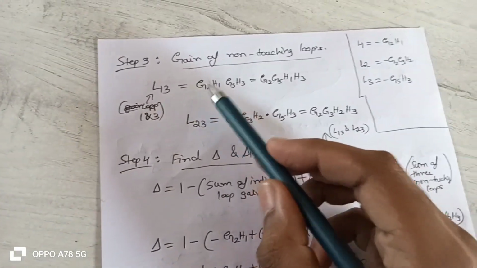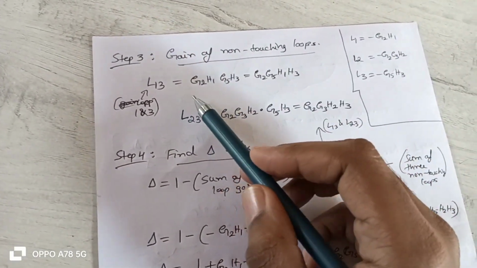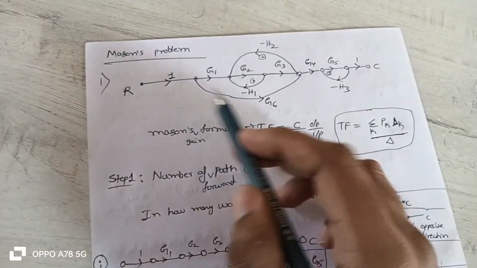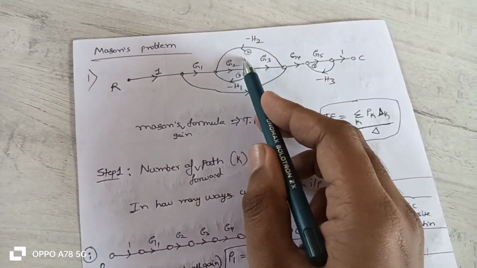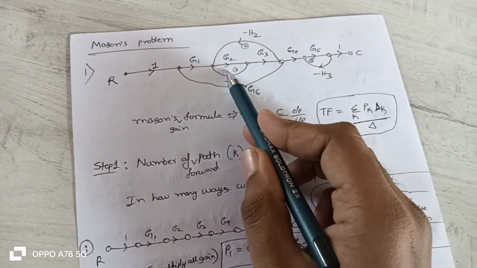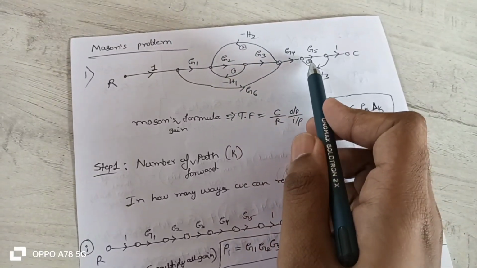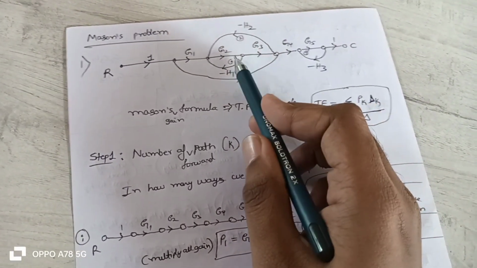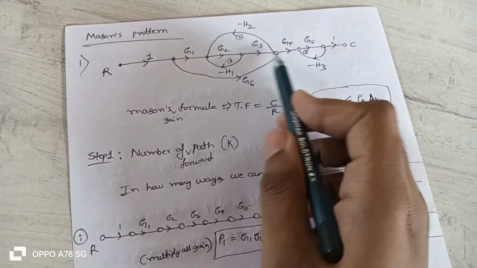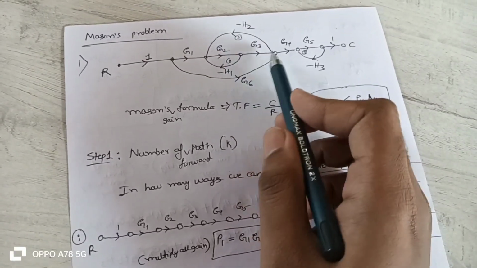Okay, next, step 3 is gain of non-touching loops. Gain of non-touching loops means, see here, if you consider this is loop 1, loop 2 and loop 3, this loop 1 node is not touching the node of loop 3. You can see there is a difference. So this node and this node are not touching. Okay, there is a gap.